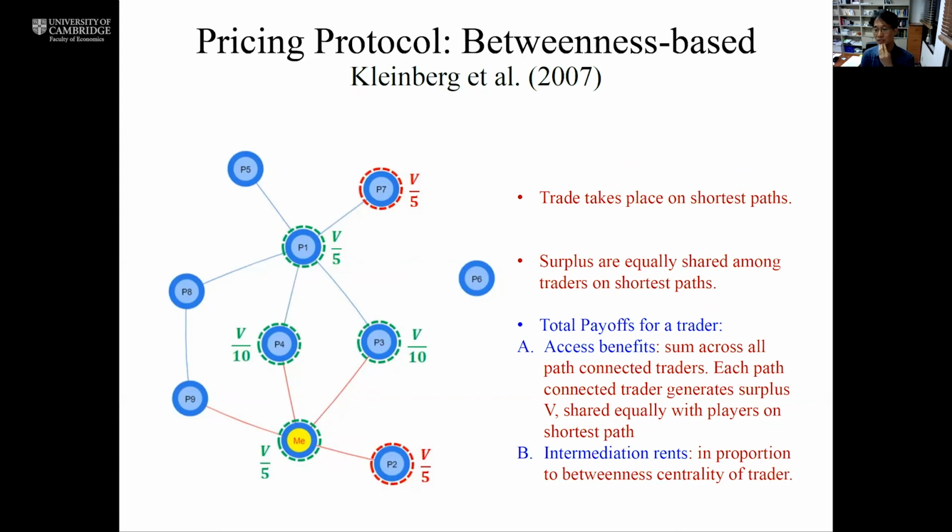About the betweenness-based pricing, again, let's think about player 2 and player 7. And again, there are 3 different paths. This player can use the shortest trading path, which is either this one or this one. But then they have to pay some of the surplus to everyone on the trading path. And we call this betweenness-based pricing.